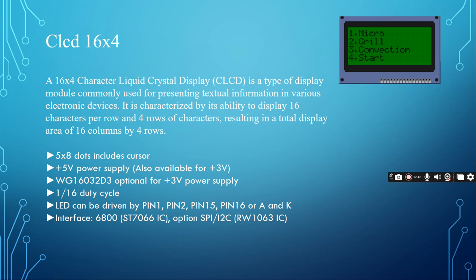CLCD stands for character liquid crystal display. A 16x4 character liquid crystal display is a type of display module commonly used for presenting textual information in various electronic devices. It is characterized by its ability to display 16 characters per row and 4 rows of characters, resulting in a total display area of 16 columns by 4 rows. Here we can see the image of the 16x4 display. You can see this, right, 16 characters for 4 rows.